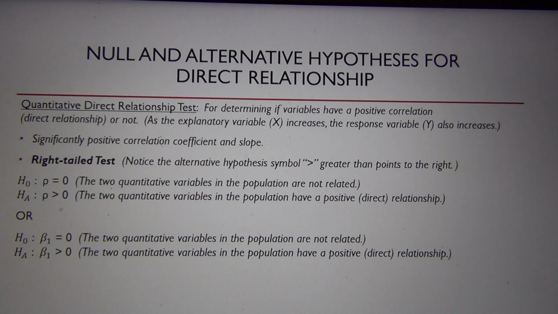Again, we can do the same null and alternative hypothesis, but write it in terms of the slope if we're using slope calculations. So this also implies beta 1 equals 0. Again, not related, no correlation. If beta 1 is greater than 0, the population slope is greater than 0, then we do have a positive correlation or a direct relationship between the variables in the population. So this is how you would see the right tail test written.